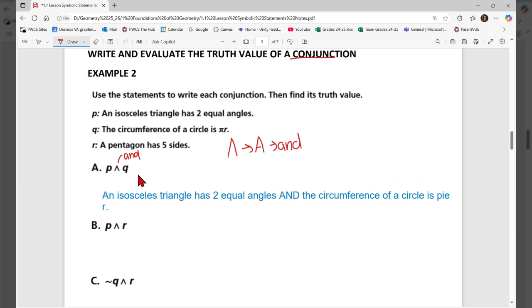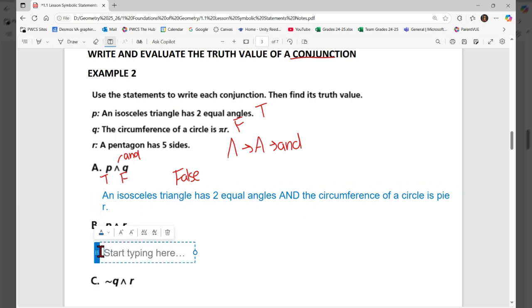In order for one of these and statements to be true, both of these original statements need to be true. So an isosceles triangle does have two equal angles. That's true. The circumference of a circle is not pi r. That's false. So we have a true statement and a false statement, which makes this entire compound conjunction false because only one piece is true. So I can't say this and this are true if one of them is false.